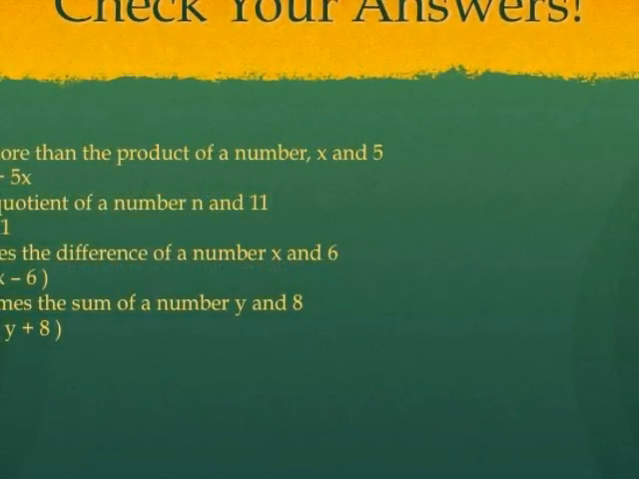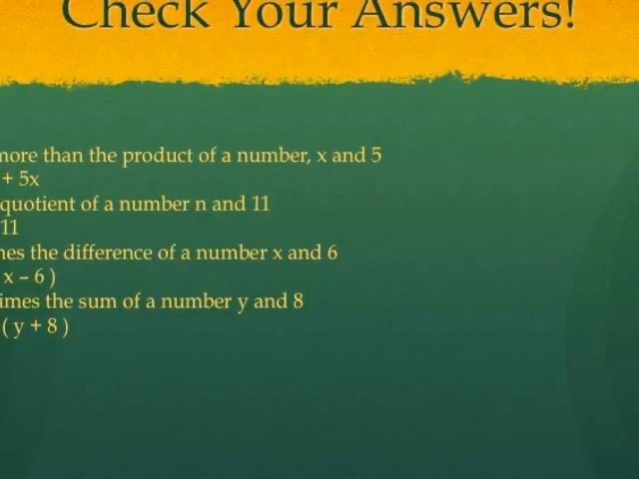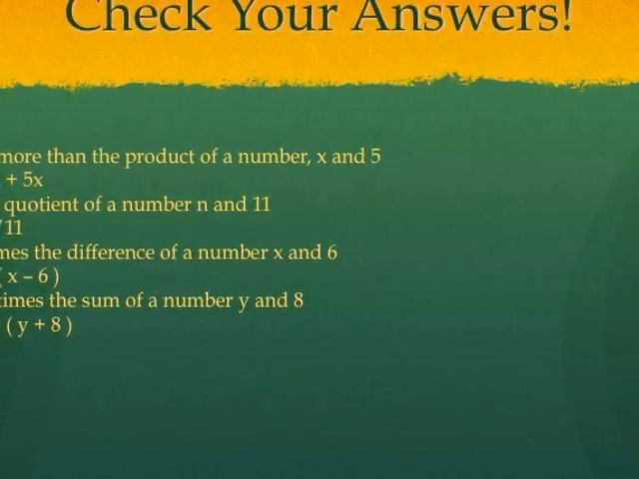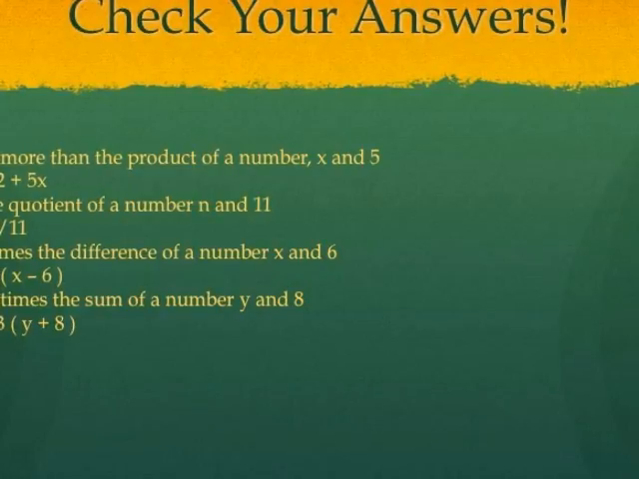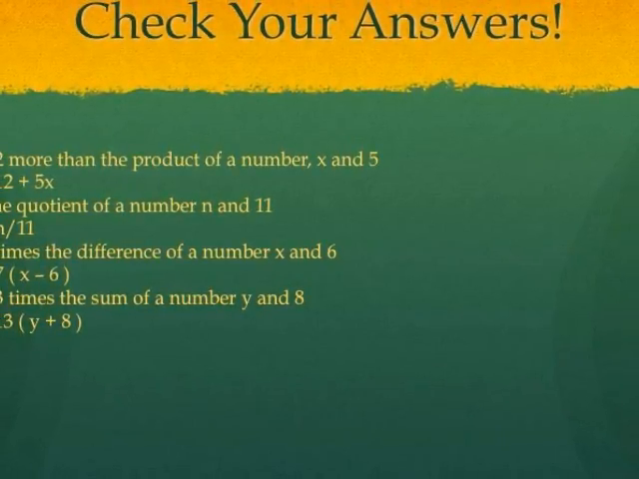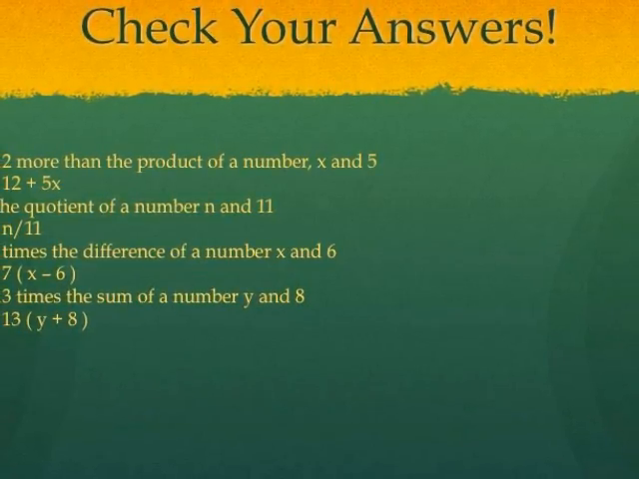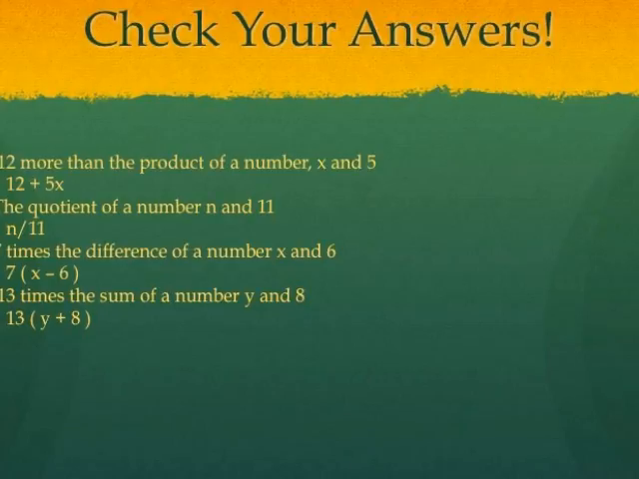Let's check your answers. For number 1, 12 more than the product of a number x and 5, your solution should be 12 plus 5x. Number 2, the quotient of a number n and 11. Your solution should be n over 11.